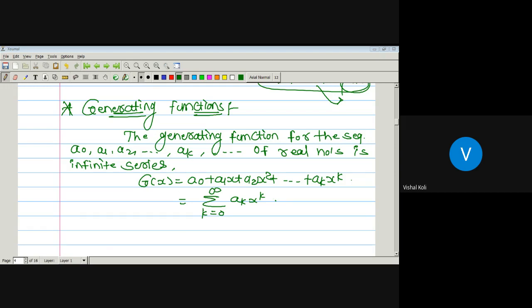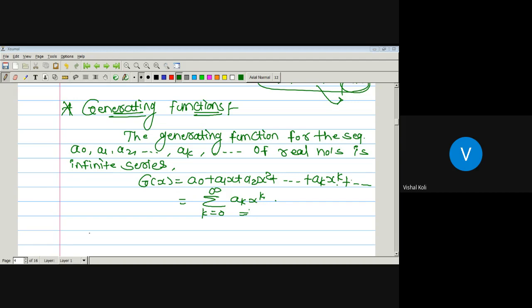Okay, so whenever there is a sequence having terms a naught, a1, a2, up to so on ak, and again so on, of real numbers, then the infinite series g of x equal to a naught plus a1x plus a2x square plus up to so on akx raised to k, that is, summation k running from 0 to infinity akx raised to k, is nothing but the generating function for the given sequence.